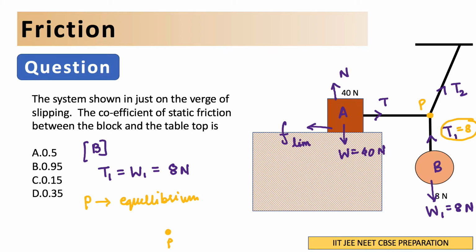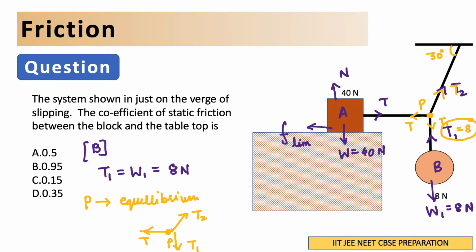So at point P, tension T is acting in this direction, T2 is acting in this direction, and T1 is acting in this direction, right? So we have T in this direction, T2 in this direction, and T1 in the downward direction. So these are the three forces that are acting. And what will be the angle? One more thing, I forgot to mention that this angle right here is 30 degrees.